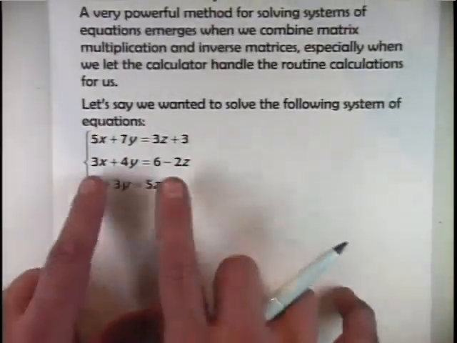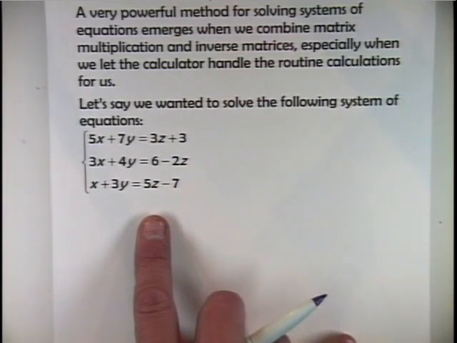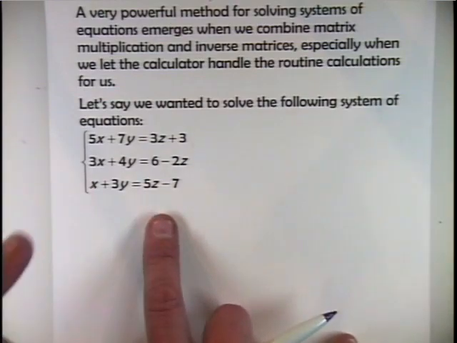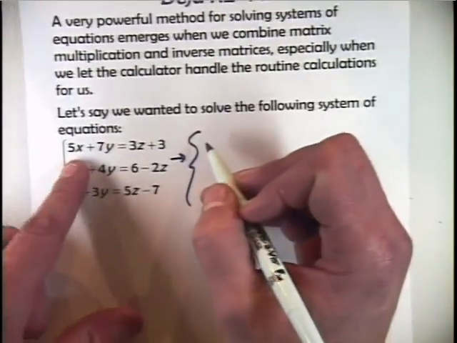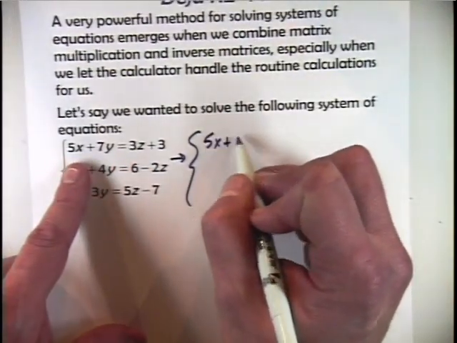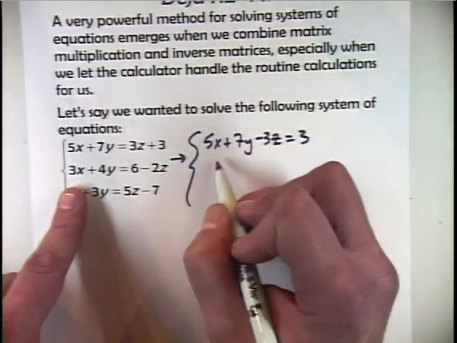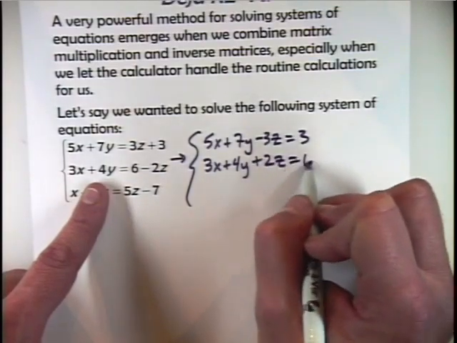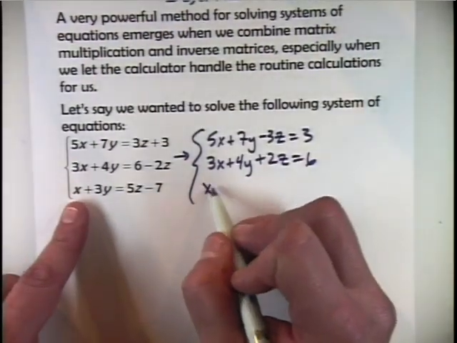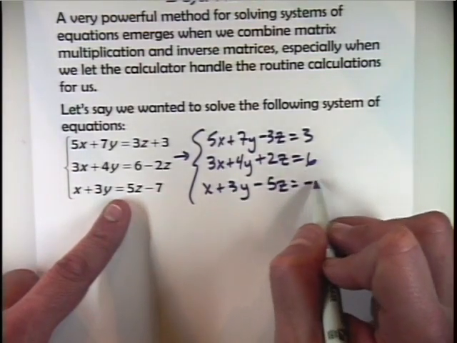Now, here's what we're going to do. We're going to try and solve this 3 by 3 system of linear equations. Like we did on a previous show, we did it by double elimination. It took a while. Well, watch how easy this is going to be. The first thing we want to do is write it in our standard form. So we're going to have to rewrite it. And I'm going to have x, y, and z. So I have 5x plus 7y minus 3z equaling 3. Second one, 3x plus 4y plus 2z equaling 6. And then finally down here, x plus 3y minus 5z equals negative 7.